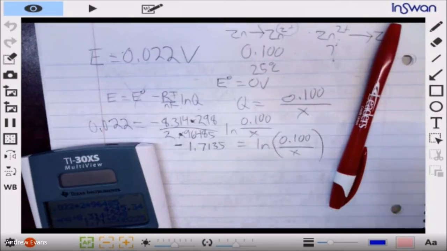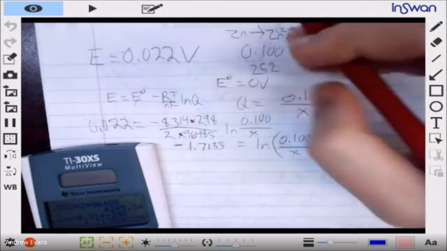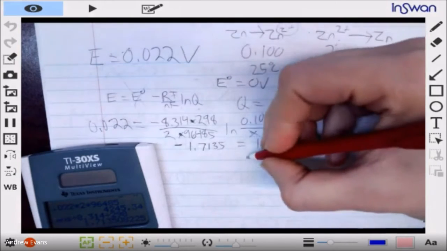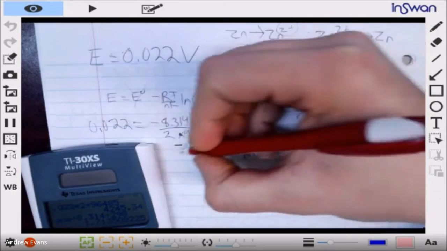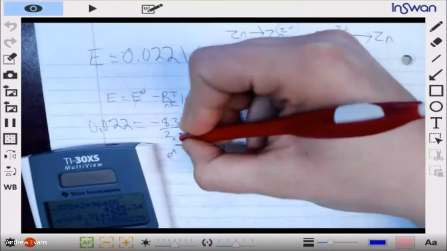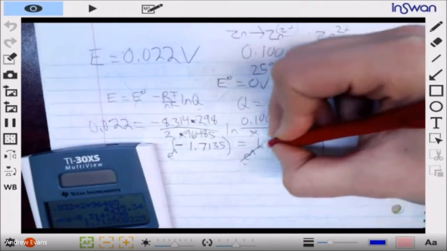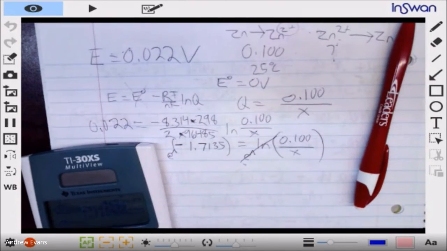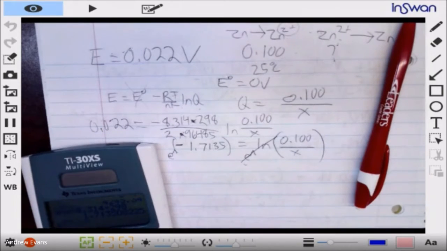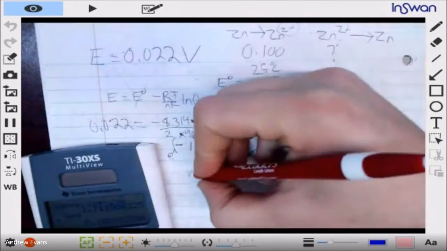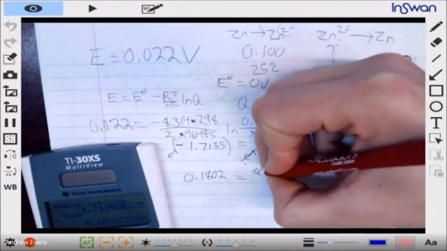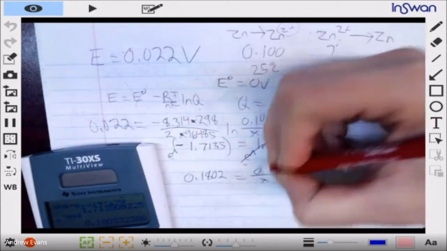How do we get rid of the ln? This is where all the stuff we've been working on comes in. We do the inverse natural log of both sides. Inverse natural log will take care of that ln. We use the e power and plug in our answer. And so you get 0.1802 equals 0.1 over x.